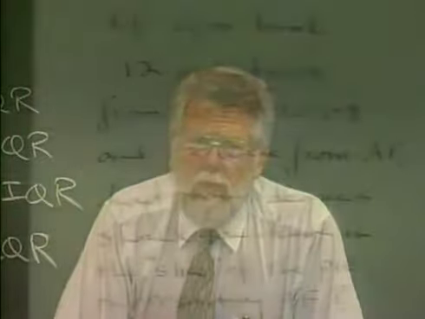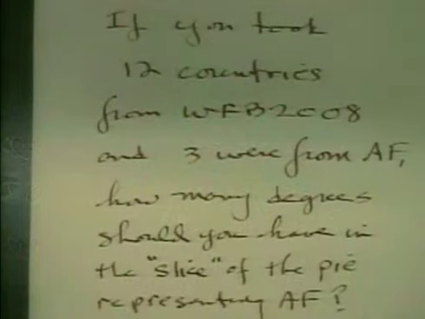Here's a question for you based on what I did yesterday. I referenced in the Student Study Guide pie charts, bar charts, histograms with the intent to bring it to your attention. Could you now answer this question? The answer to it is in the study guide, but it would not be a bad short answer question, first part of the exam. It reads, if you took 12 countries from World Factbook 2008 and 3 were from Africa, how many degrees should you have in a slice of the pie representing Africa?